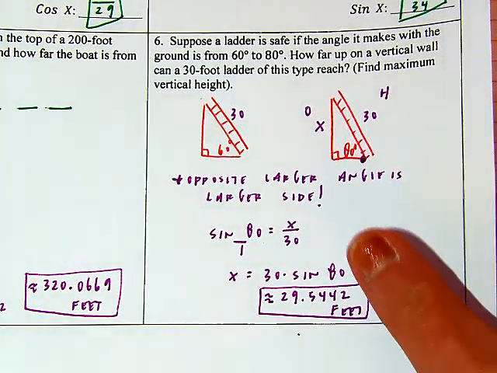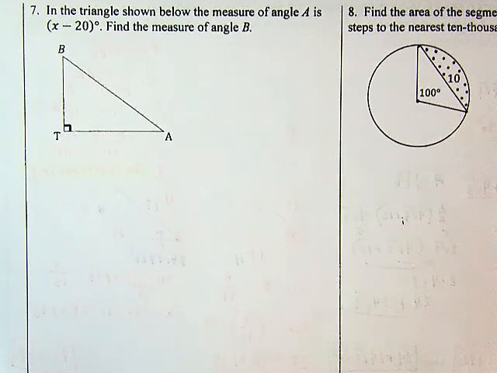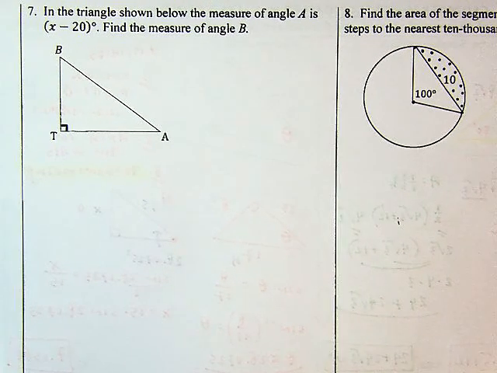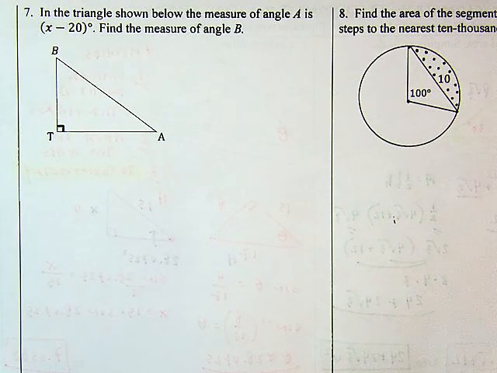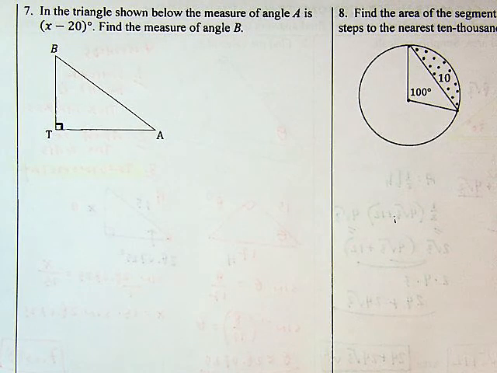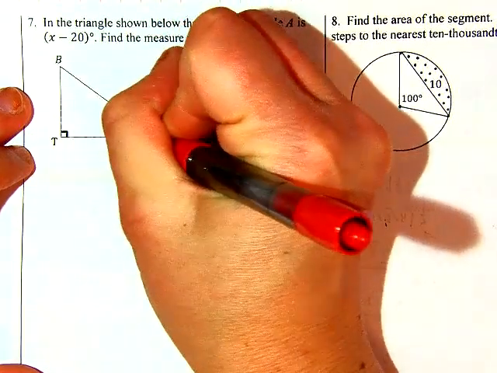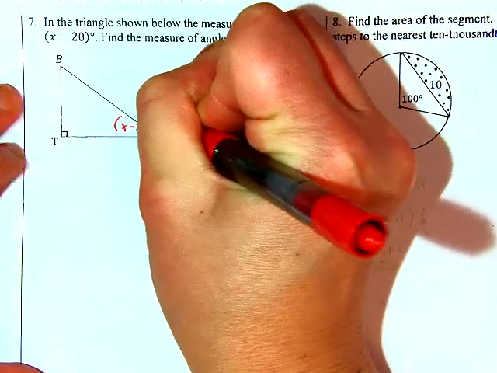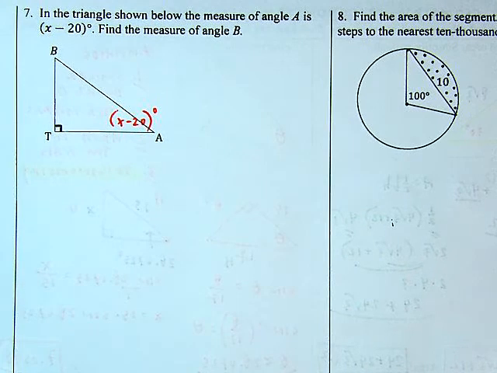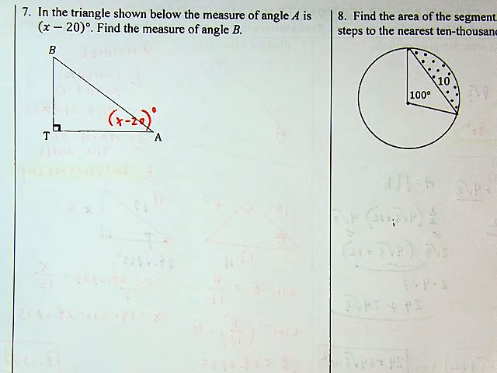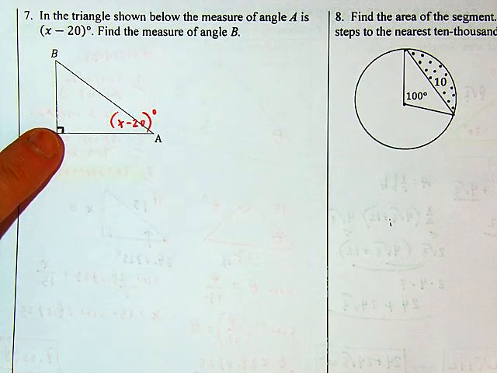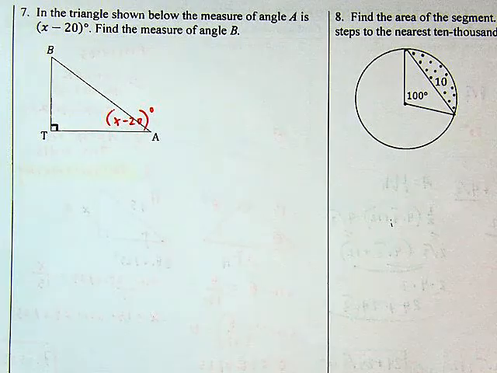Let's do a little flip, and we have 4 problems on the back. All right, so for example 7. In the triangle shown below, the measure of angle A is x minus 20. Okay, let's add that. Here's x minus 20 degrees. We want the measure of B. Okay, so if this is 90 degrees right where T is, then we know that A and B have to be complementary. They are complements.